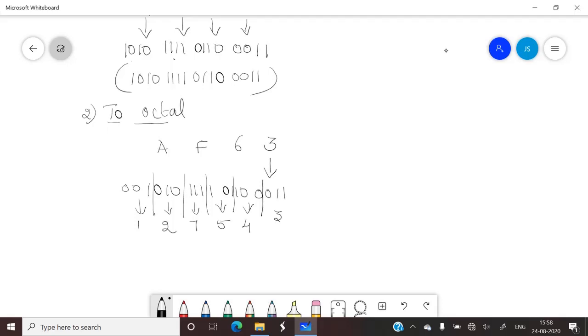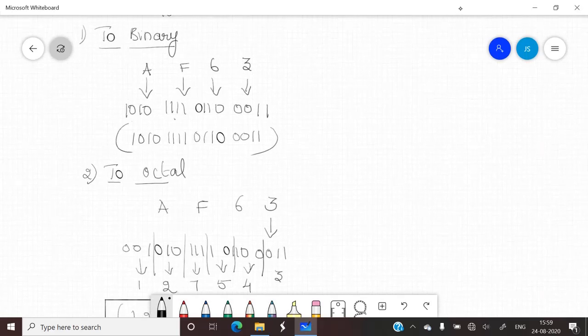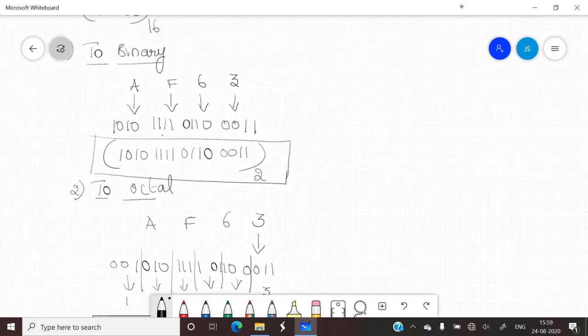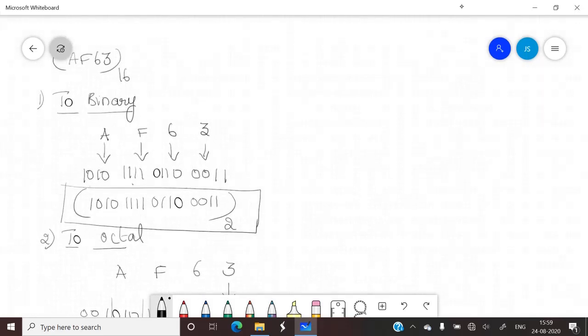So the octal equivalent of the hexadecimal AF63 is 127543. This is the octal equivalent and the binary equivalent is this. Now the next form is decimal.